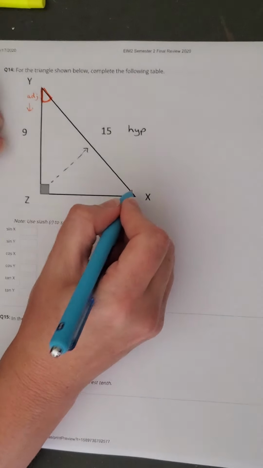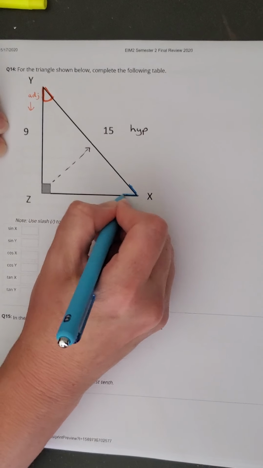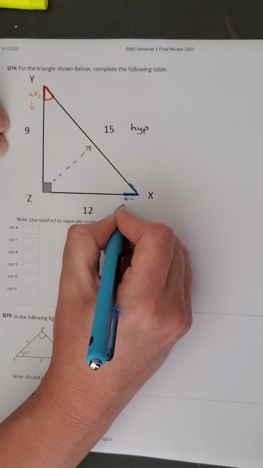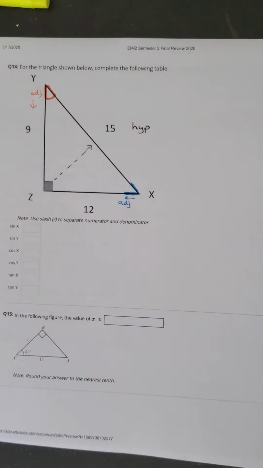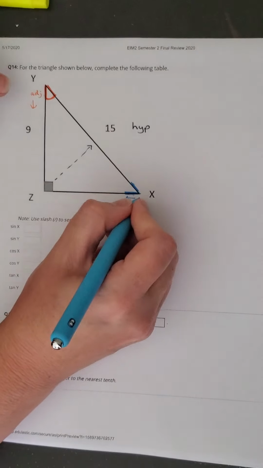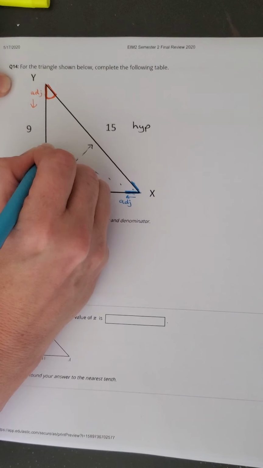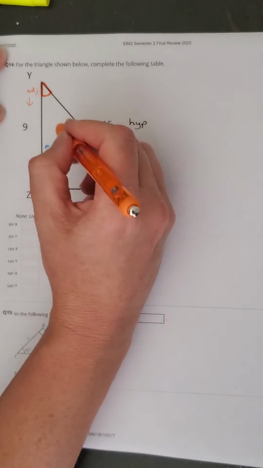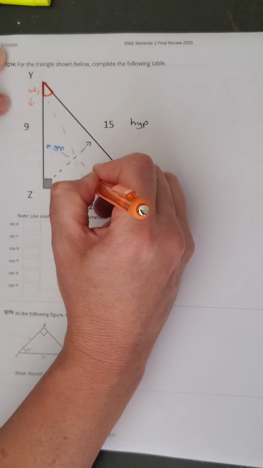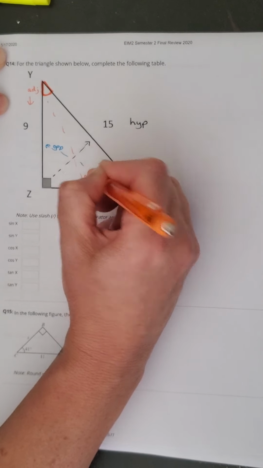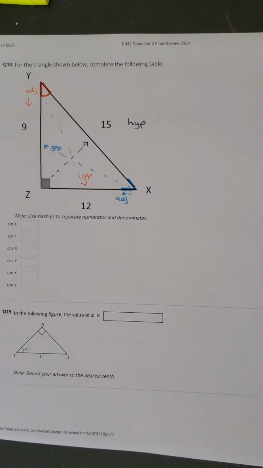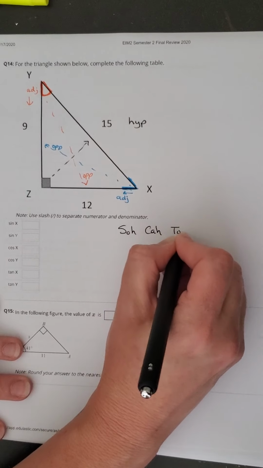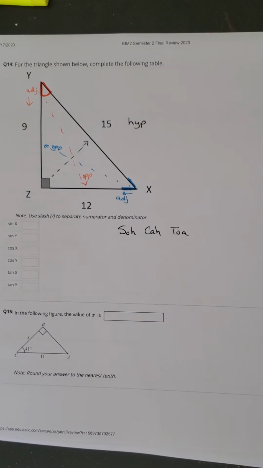If I'm standing at angle X, here's my adjacent. If I'm standing at angle X, opposite will be across from it. If I'm standing at angle Y, opposite will be across from it. All right, and then I'll write my SOH CAH TOA so that I know my trig ratios.